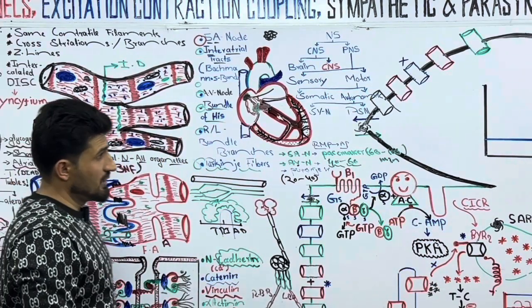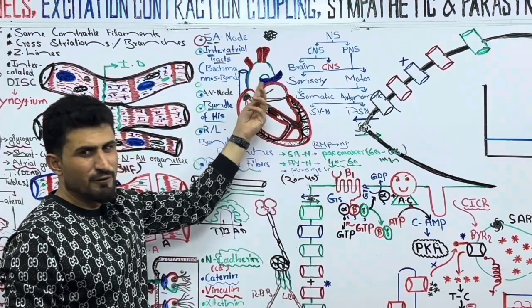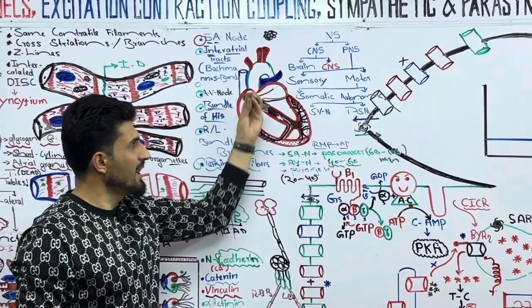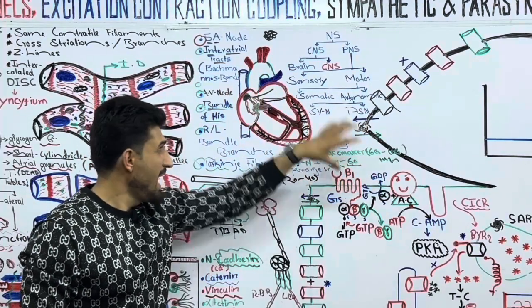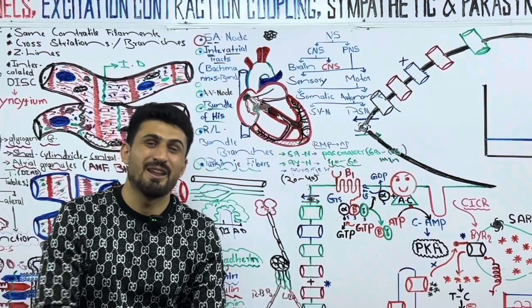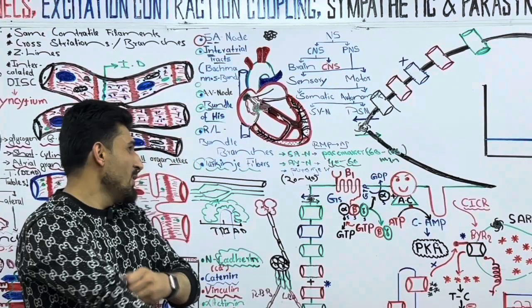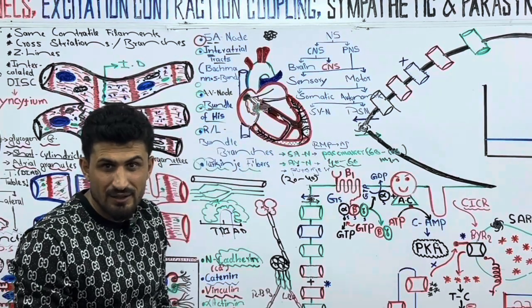Got it? So that was the concept of pacemaker. Sometimes ectopic foci, ectopic areas, fire and drive contraction of the heart, and these are called ectopic pacemakers, which cause arrhythmias of the heart. So these were specific functions of the SA node and AV node.